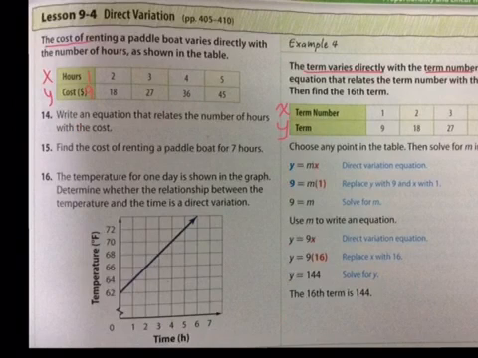Find the cost of renting the paddle boat for the 7th hour. Now, figure out what the m is up here, the way you did here, and then write the equation, just as we did with the 9. Then replace the x with the 7, and multiply. All right, and then give 16 a try, and we will look at it in class.